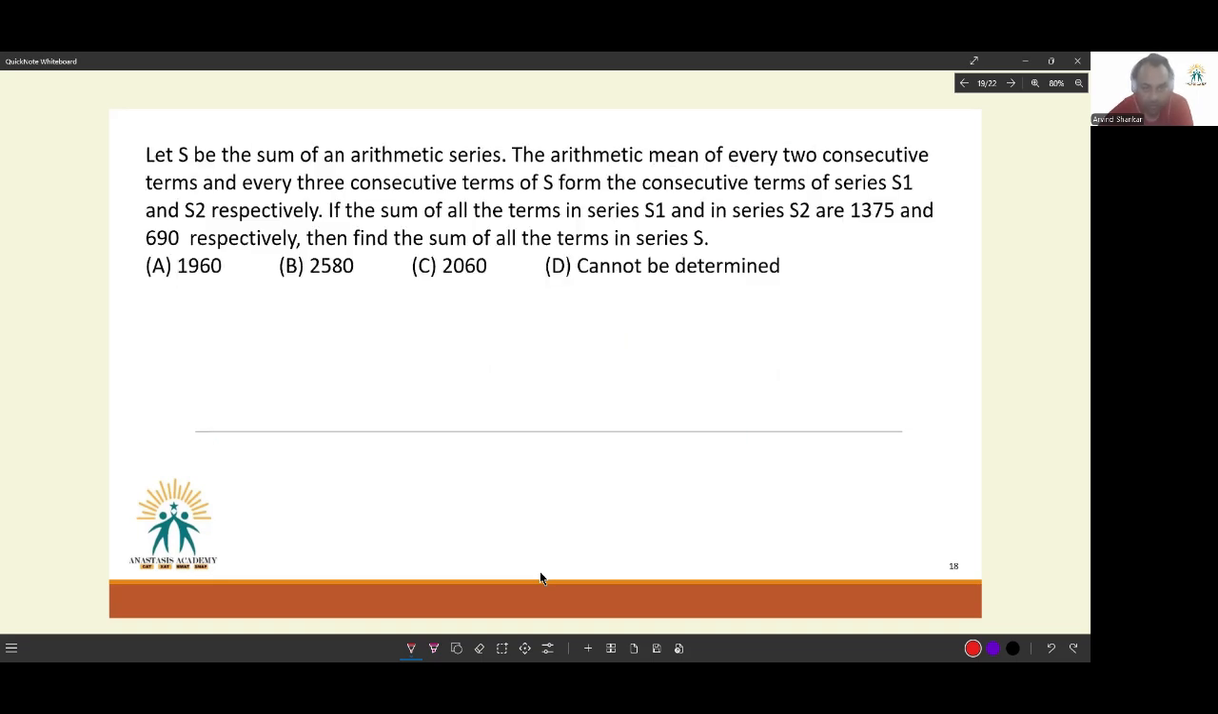Okay. Let's go to the next question. Let S be the sum of an arithmetic series. The arithmetic mean of every 2 consecutive terms and every 3 consecutive terms of S form consecutive terms of series S1 and S2 respectively. The sums of all the terms in S1 and in S2 are 1375 and 690 respectively. Find the sum of all the terms in series S. Okay. Let's see.